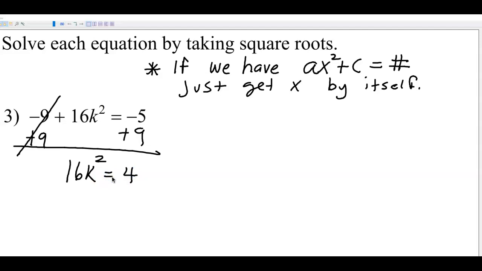Then what would I do? Yeah? Divide what? Everything by 4? We're going to divide by 16. We want to get K by itself, so I'm going to cancel out the 16. Now I'm going to reduce that fraction. 4 over 16, what does that reduce to?